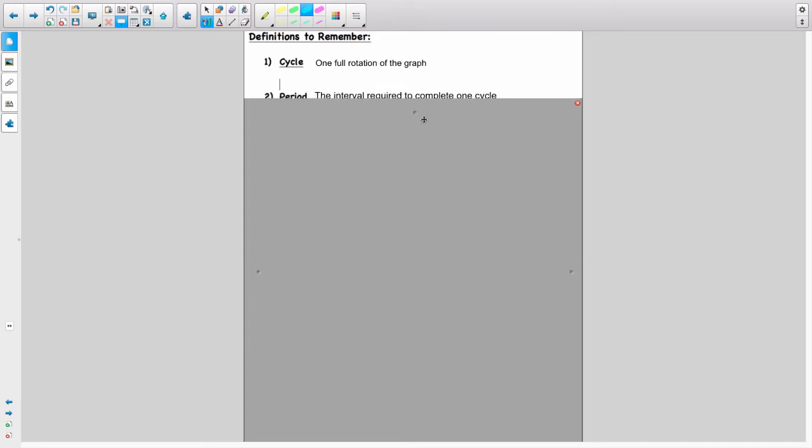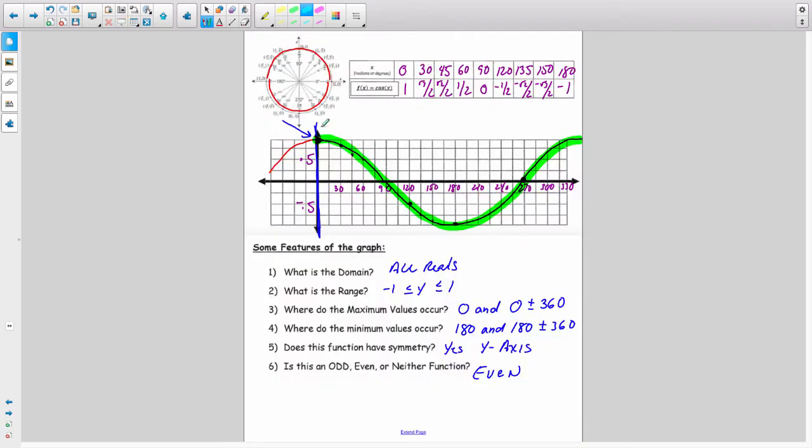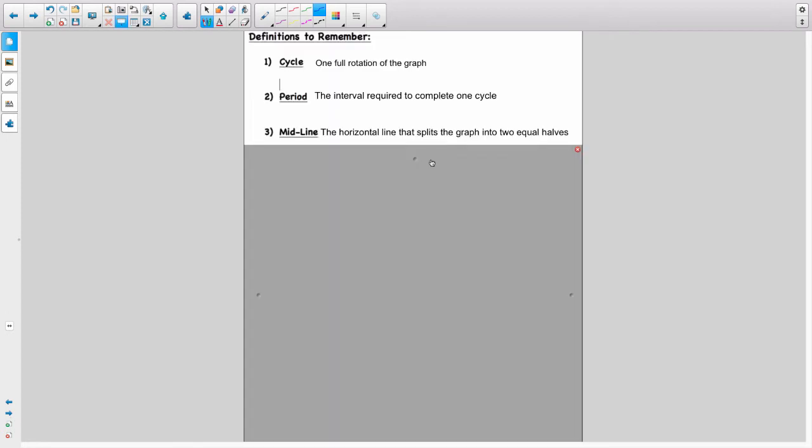Okay, next. Period. The interval required to complete one cycle. In other words, how long did it take? How long did it take to go from here to here? How long was that interval? You can see it was from 0 to 360, right? So my interval is 360 degrees, or 2 pi, because that's how long it took to complete one cycle. The interval was 360 degrees.